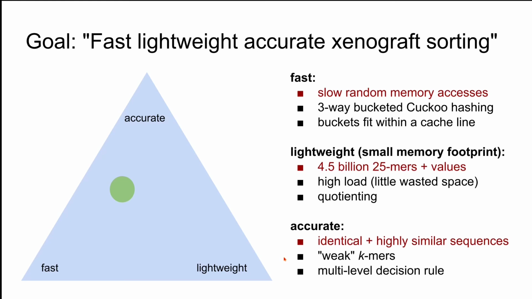If you want to be accurate, the limiting factor is that human and mouse have k-mers that are similar to each other, and we use an idea from genome to mark them as weak. And also we have a sufficiently complex multi-level decision rule.